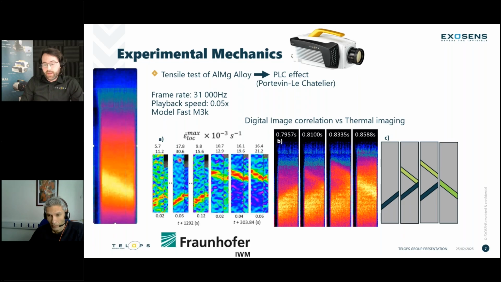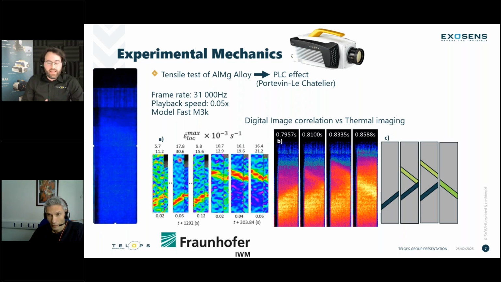And with an infrared camera, you can actually see those bands moving really well. And you can see the heat, the energy release from those dislocations happening in that material. So it's a beautiful phenomenon that you can observe perfectly well with those types of cameras.